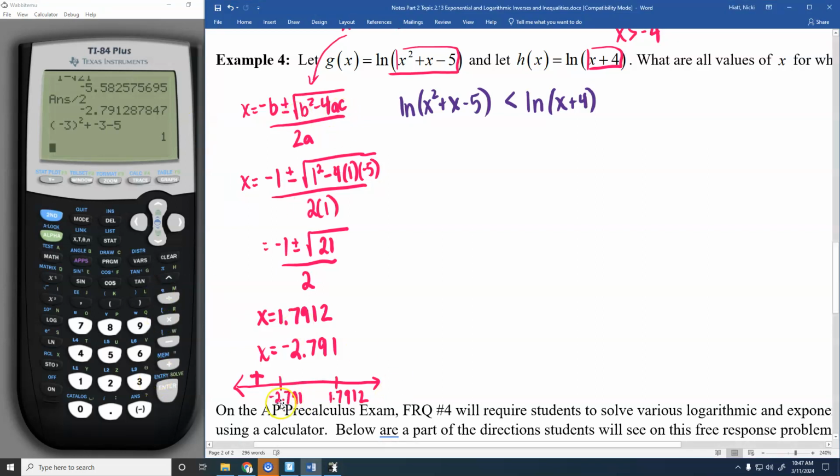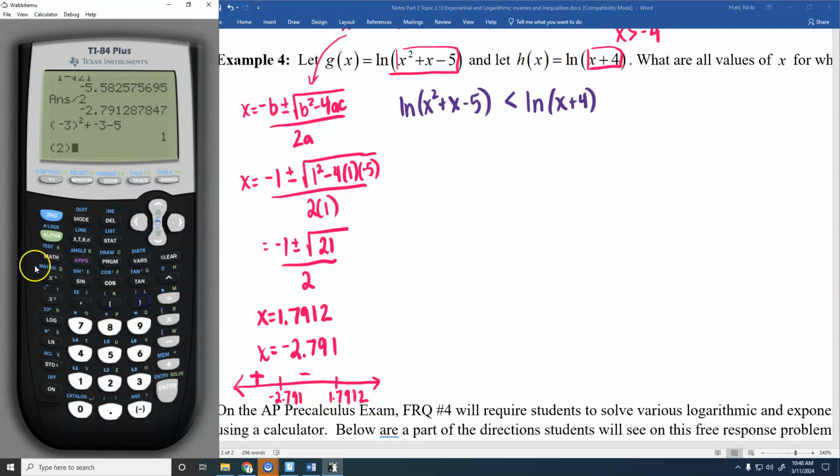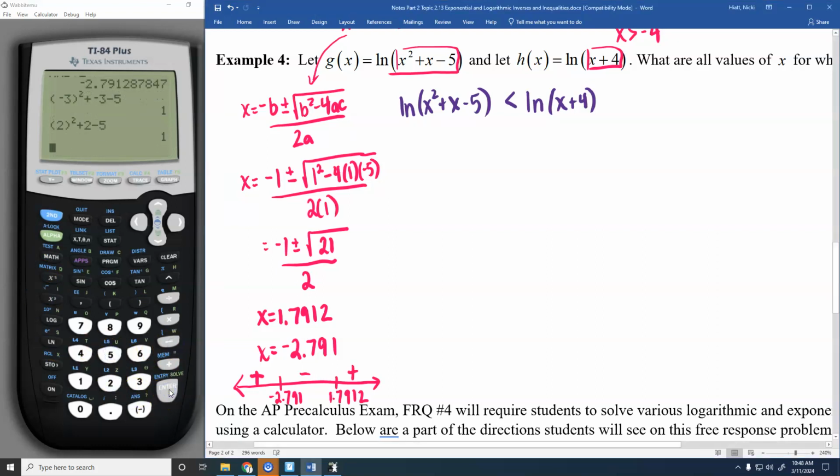We want that to be greater than 0. And then if I pick a number between negative 2.791 and 1.7912, 0 is the easiest thing to use there. If you plug in 0, 0 squared plus 0 minus 5, it's going to give you negative 5. You get a negative in that middle part. And if you plug in a number bigger than 1.7912, like 2 squared plus 2 minus 5, it's going to also give you 1. That's going to be positive right there. So this middle part, from negative 2.791 to 1.7912, is not part of your domain, right?